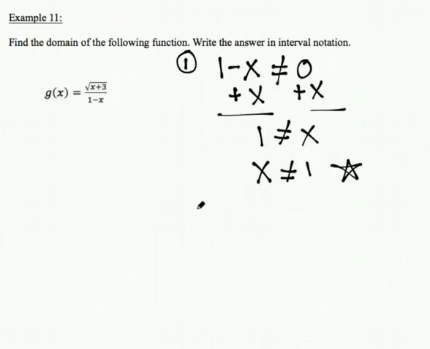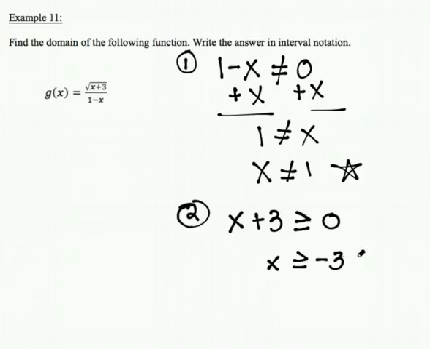Step 2 says to look at your radical. Well, I also have a radical in this problem. So the radicand, which is what's under the square root, which is x plus 3, I know has to be greater than or equal to 0. So when I solve that, I have x has to be greater than or equal to negative 3. So I have two pieces that I need to put together.